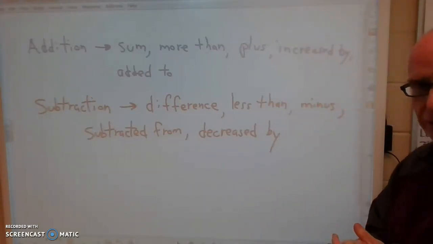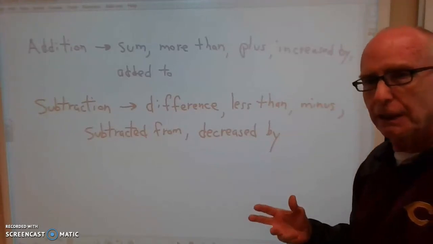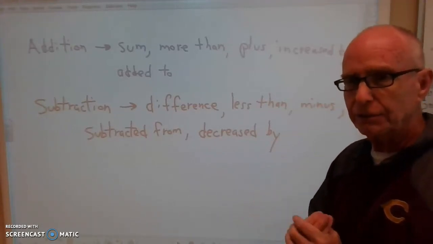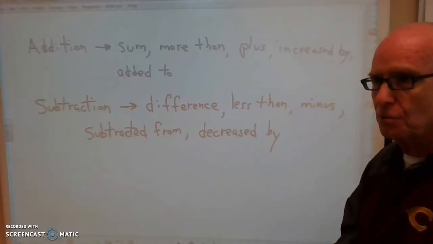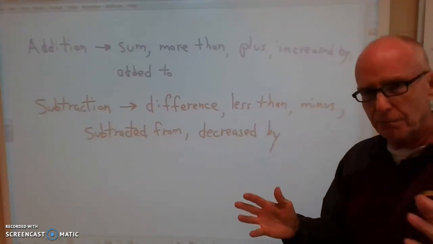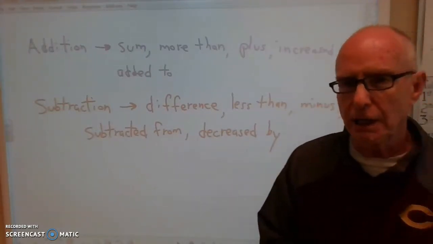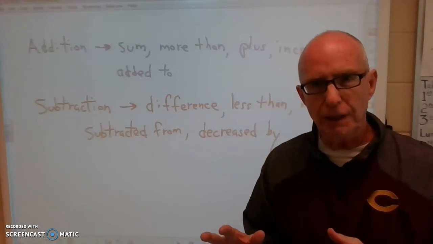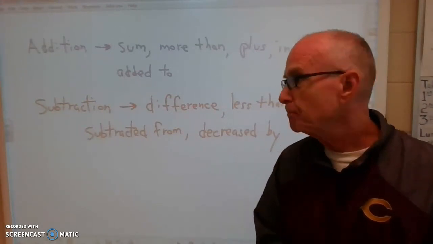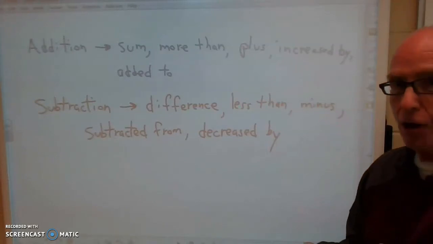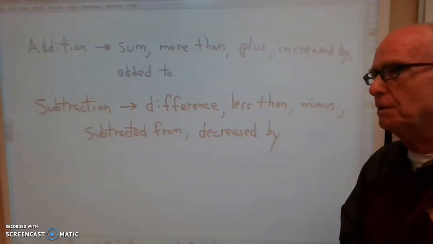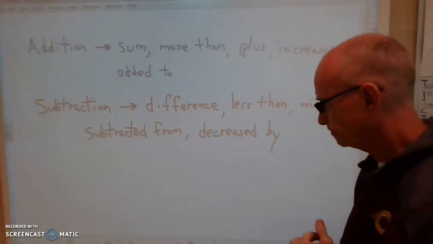Subtraction is difference. The difference in two numbers is the answer you get when you subtract one number from another. The difference in two numbers, you're subtracting the second number away from the first. The difference in 5 and 3 means 5 minus 3. Okay. Less than, minus, subtracted from, decreased by. All of those are hints to tell you that there's subtraction going on.